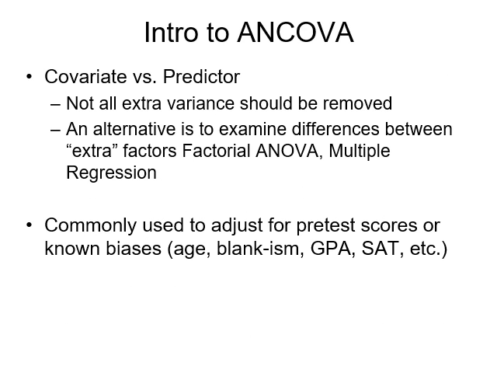And again, I really want to focus on that idea that the difference between a covariate and a predictor is mathematically not really different. In other words, they're variables. But what we want to look at and how we're treating them, based on our methodology and our theory, is what changes. So not all extra variance should be removed. Not all variables should be treated as covariates. An alternative is to examine those differences between those extra factors through a factorial ANOVA or a multiple regression.